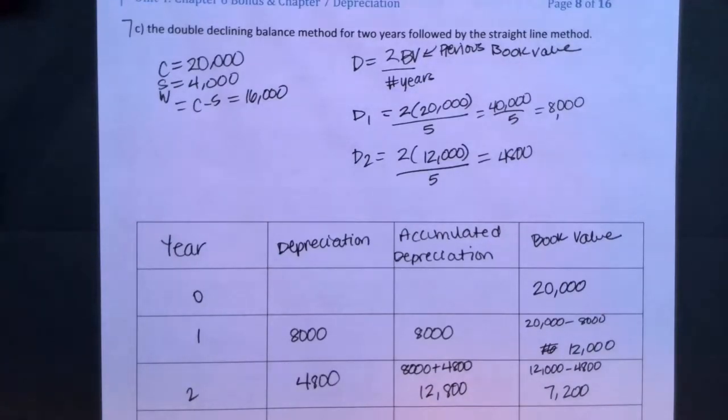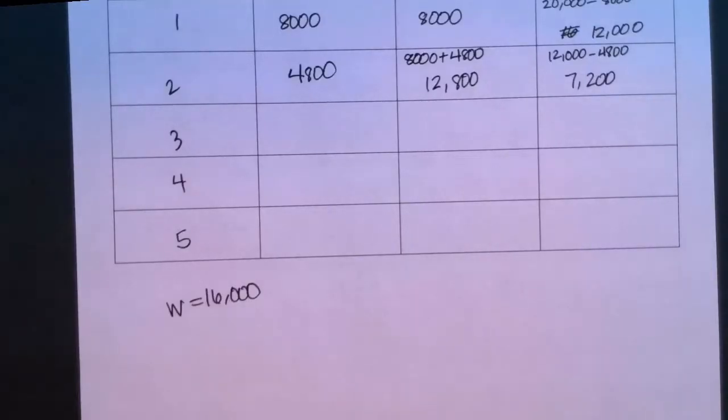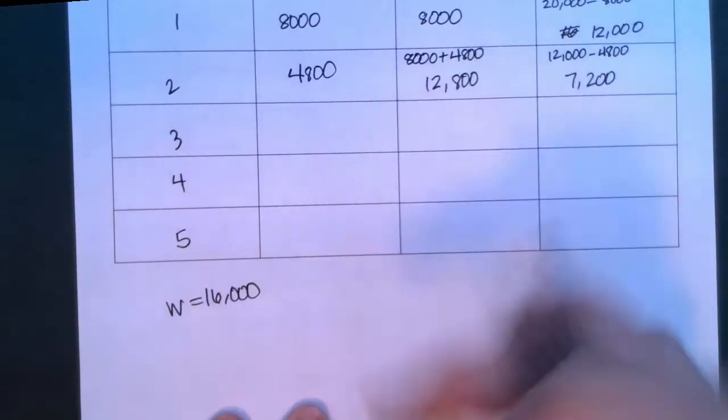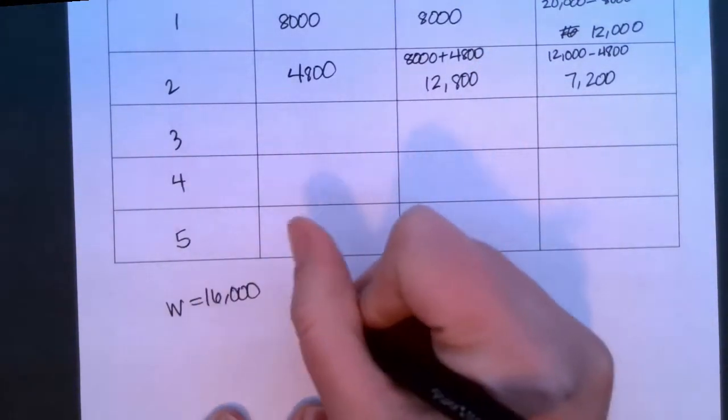So now we're going to look at the straight line method for the last 3 years. The third type of depreciation value that we're going to have in this problem is going to be the same for the last 3. So you can think about it as D3, D4, and D5 are all going to be the same, because all 3 of these are going to have the same value. I'm just going to call it D3.